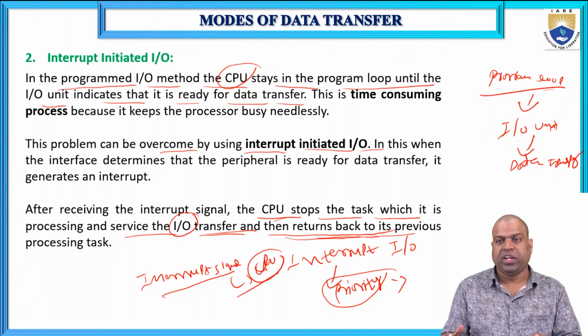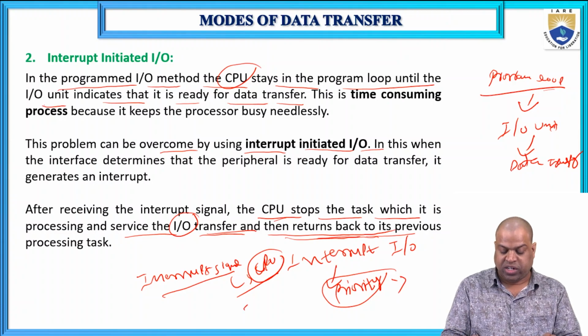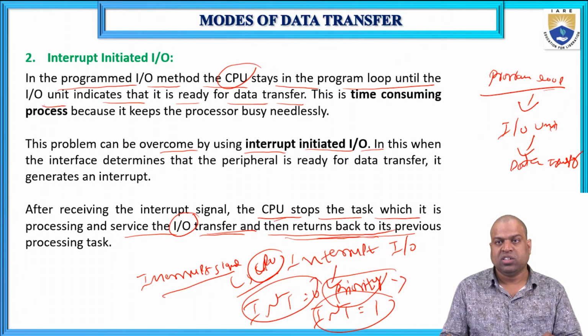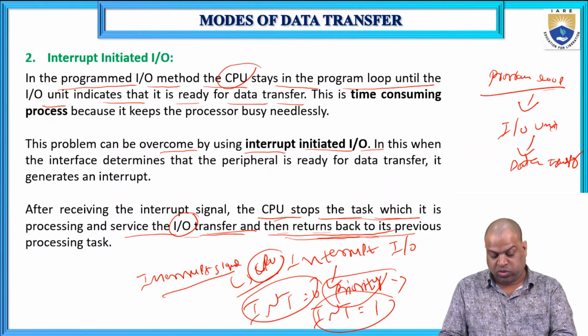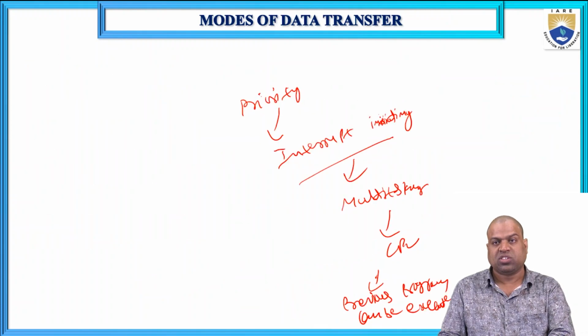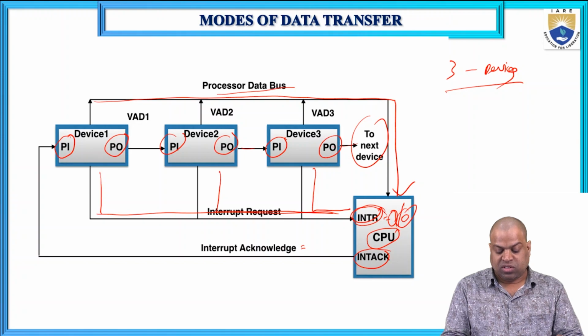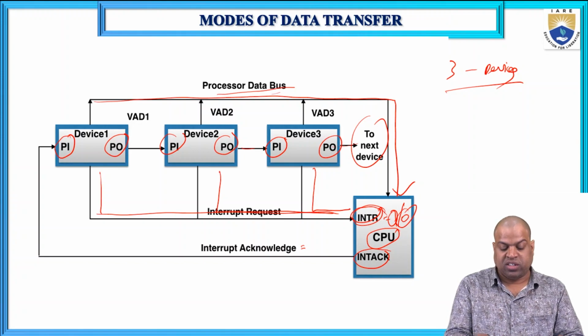If we need an interrupt, then we go for INT 1. If there is no interrupt, it is INT 0. On the interrupt signal, the CPU stops the task which it is processing and services the input output transfer, then returns back to its previous processing task. It is the interrupt processor data.